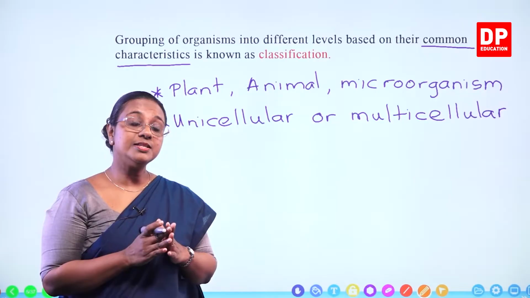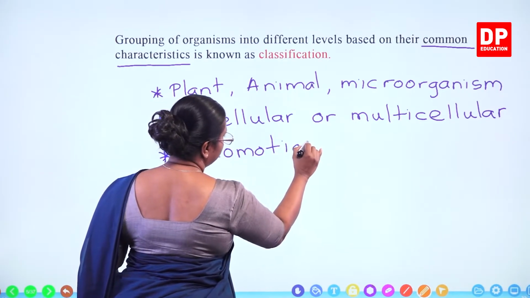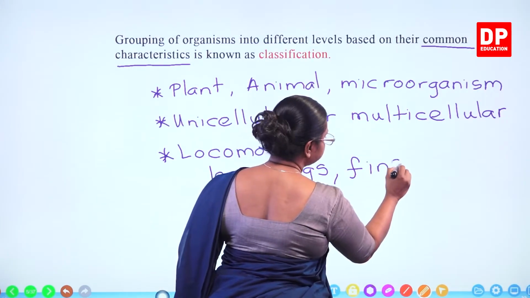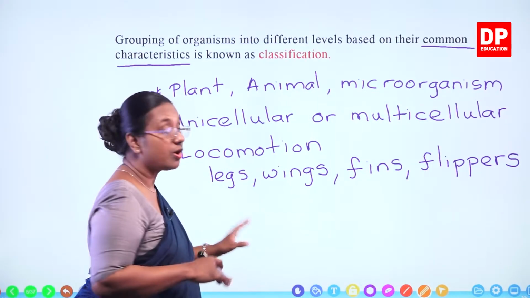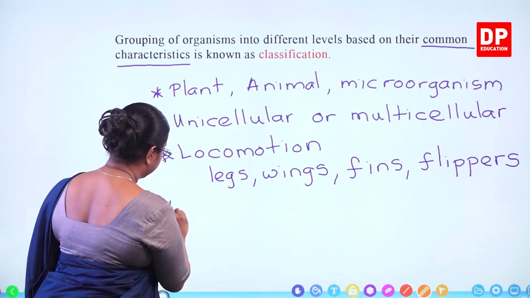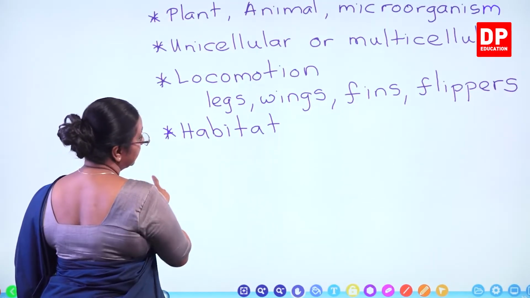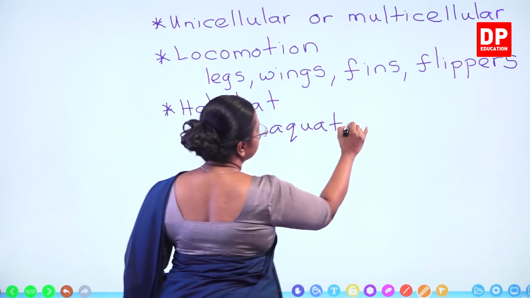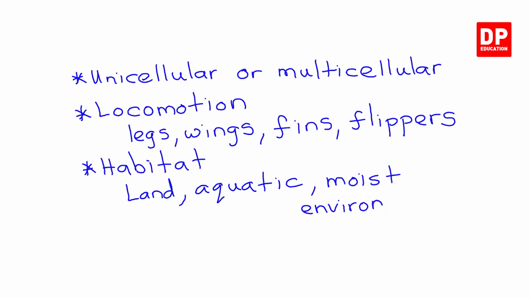When you consider multicellular organisms, then you can consider their locomotion or locomotive appendages. We can consider legs, wings, fins, flippers, like that. We can keep on considering all their locomotive appendages. Legs also, different types of legs, whether they are short, long, well developed, all that can be considered. Then what else do you need to consider? You need to consider their habitat. When we say habitat, what is that? What are the habitats that you know? You can say land or terrestrial, aquatic or in water, or whether it has to be a moist environment. Like that, we can consider environment.